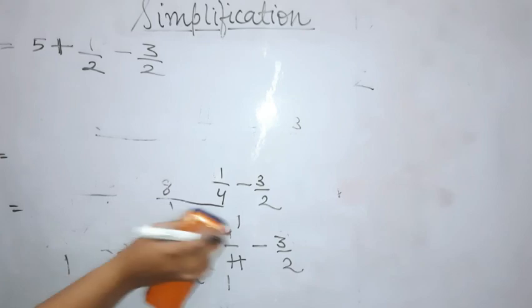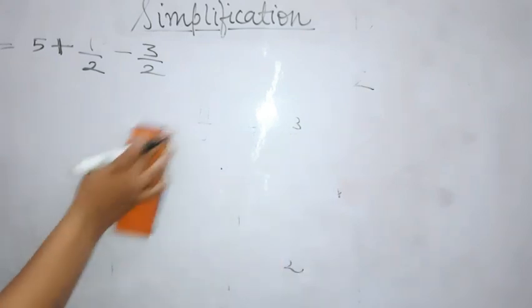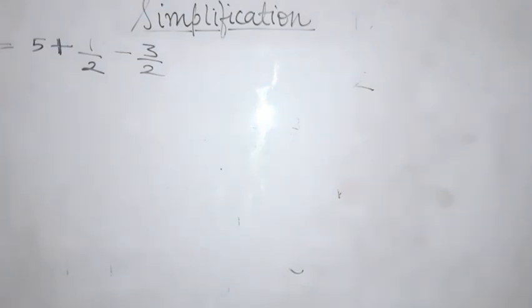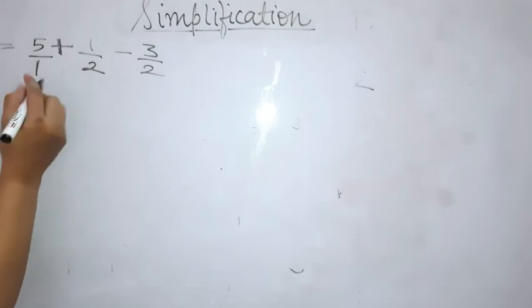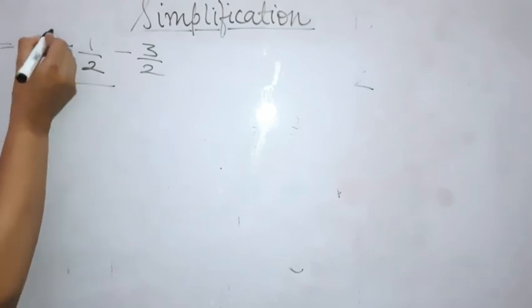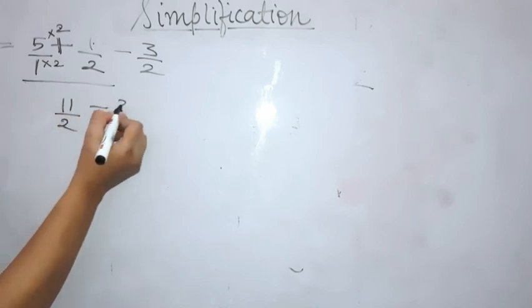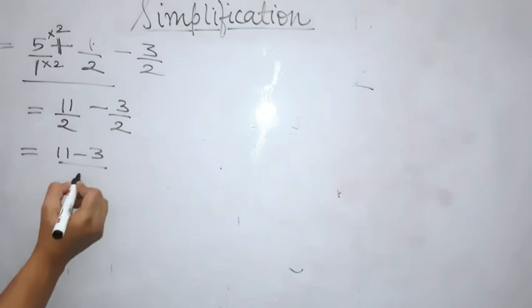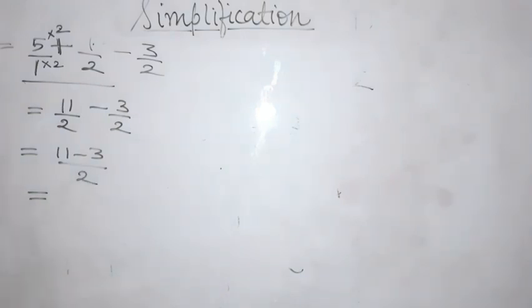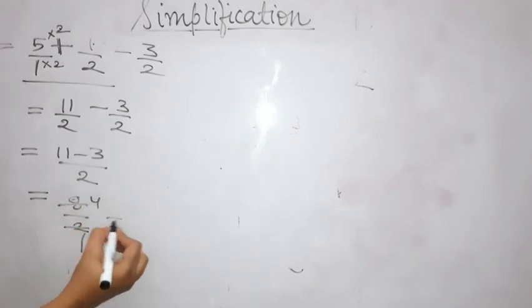Now let me solve it. Now as per the BODMAS rule, we have to add, then we have to subtract. So since there is no denominator, by default I am considering 1 as the denominator and adding these two. So the LCM of 1 and 2 is 2. 10 plus 1 is 11 by 2 minus 3 by 2. Since the denominators are same, I will subtract the numerators and retain the common denominator. So 11 minus 3 is 8 upon 2.